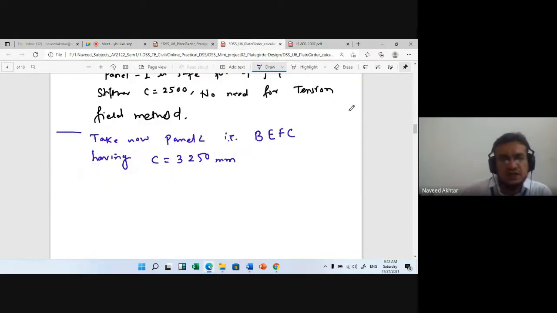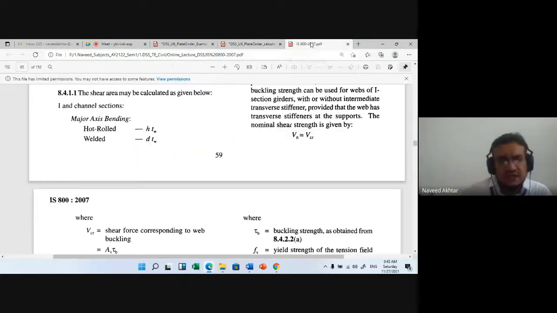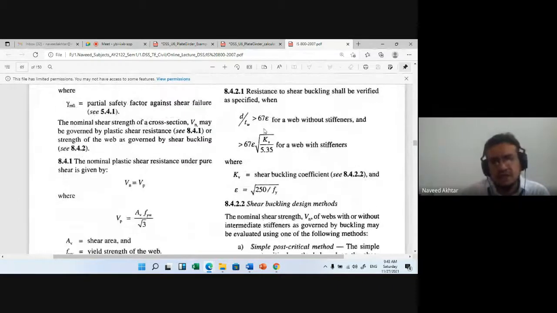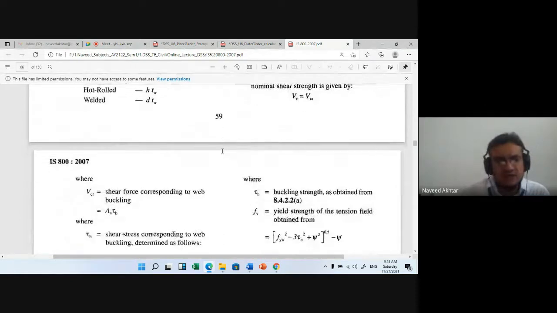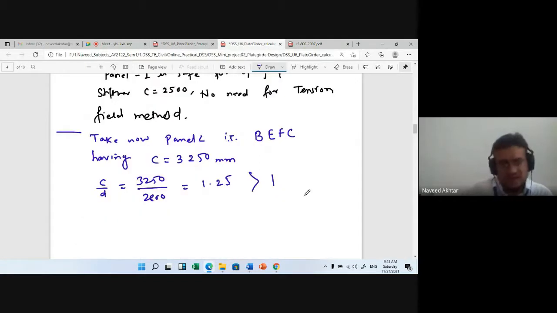Now you can find out the C by D ratio. C is 3250, D is 2600. It is coming 1.25, which is greater than 1. So here you can find out the kV value based on that. The formula will change because the C by D ratio has changed. You can see here the C by D ratio in shear buckling, number 59. In the simple post critical method you have to find out kV, because the C by D ratio is greater than or equal to 1, so this formula you have to use to find out kV.